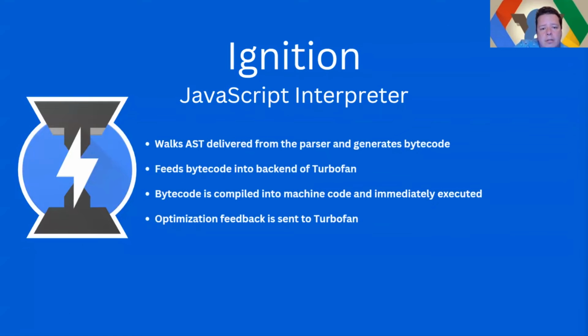As I mentioned on the last slide, Ignition is a JavaScript interpreter. It takes the AST delivered from the parser and turns it into bytecode. Bytecode is not machine code though, and it still cannot be directly executed. So it's fed into the back end of Turbofan to be compiled into machine code. Although since it's bytecode, the compilation is predefined, so it goes very fast. That machine code is then immediately executed and Ignition continues on while keeping track of inefficient code and sending that feedback to Turbofan.